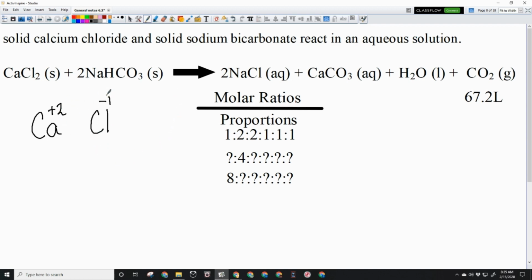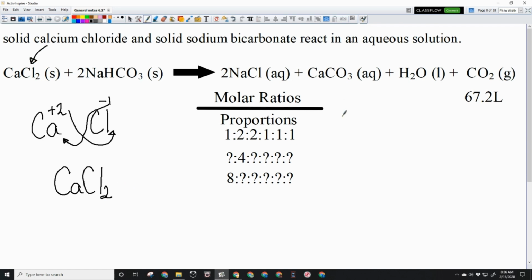So since these numbers aren't the same and don't cancel each other out, then we have to swap and drop. So this 2 is going to come here. This 1 is going to come here. And so when we write our formula, remember we don't write 1s. So we don't write that 1 for calcium. Then we put the chloride here and we write the 2. So that's CaCl2 for calcium chloride.